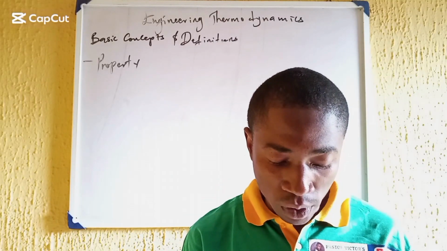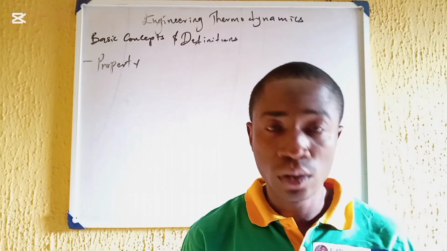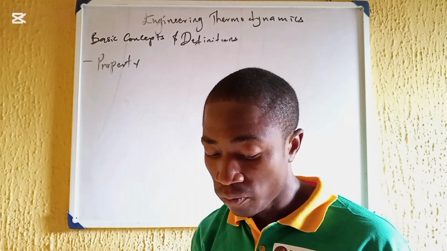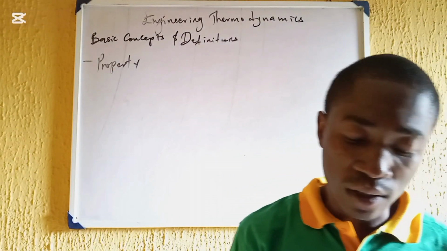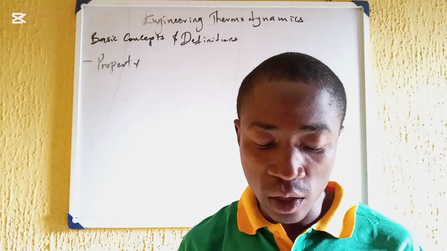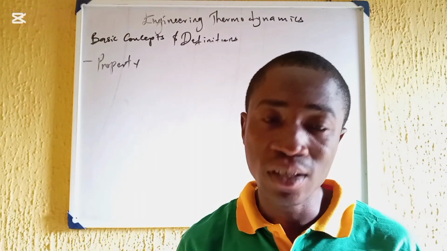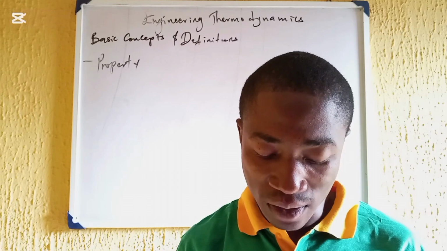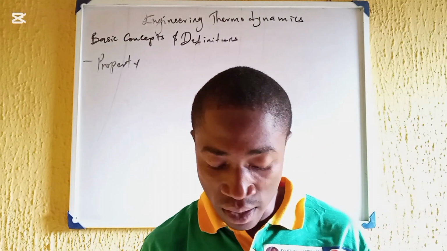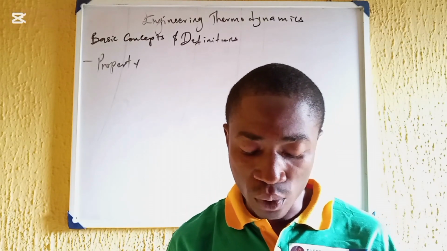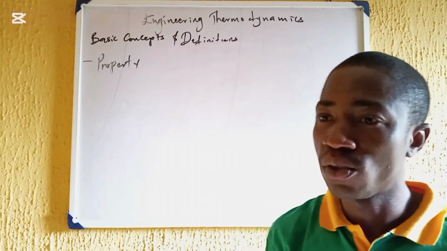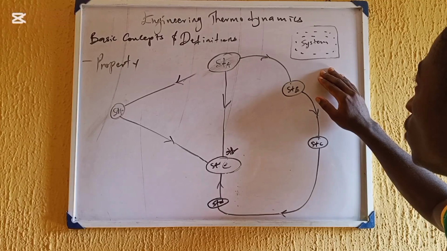So the next thing we'll be looking at is property. So what's property? It is a characteristic of a system to which a numerical value can be assigned at a given time without knowledge of the history of the system. Example, we have mass, we have volume, we have pressure, we have temperature, and we have energy. So that's property.